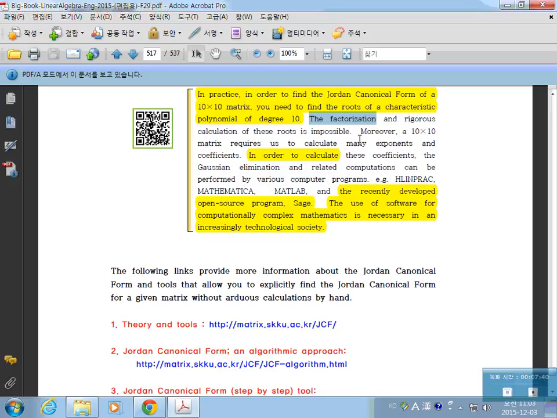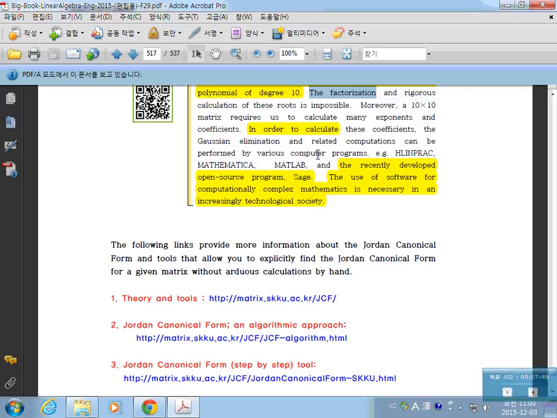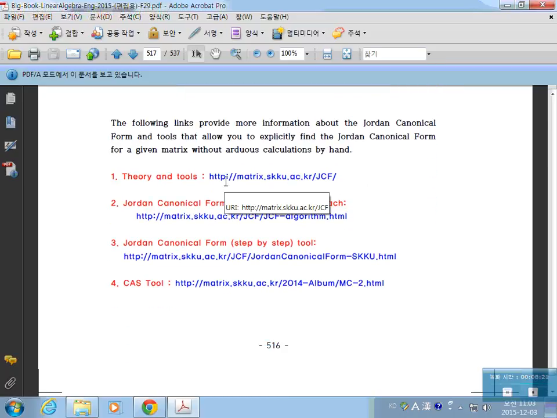So a lot of computations are involved in finding the Jordan canonical form. But we can get help from computer algebra systems, such as Mathematica, Maple or MATLAB. I chose better software that we can use freely: the recently developed open source software Sage. We will use it to calculate all of the above. The use of software for computations with complex matrices is necessary in a technological society.